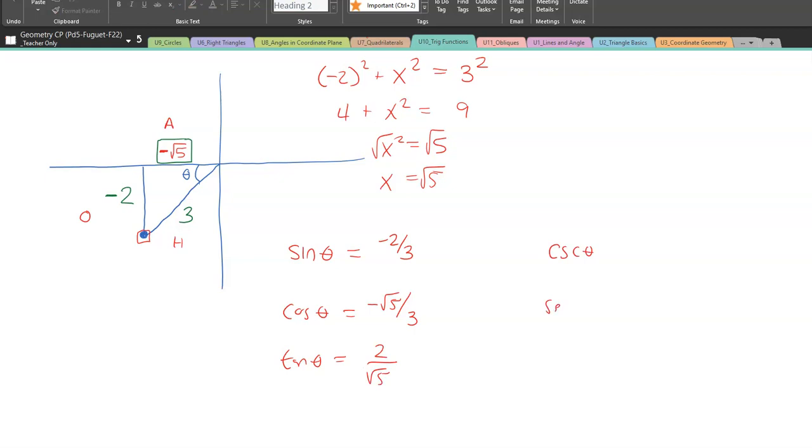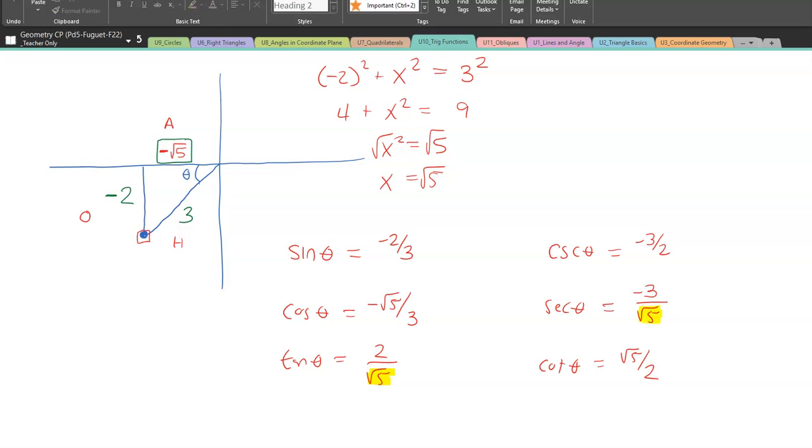Finally, let's do our cosecant, our secant, and our cotangent. So this becomes -3 over 2. This becomes -3 over root 5. And the last one becomes root 5 over 2. Almost final answers here. There's only 2 of them we have to rationalize, and that is the tangent answer and the secant answer. Let me rewrite secant so that it's a little more properly written. I wrote that very quickly.